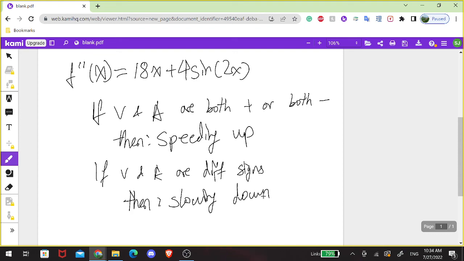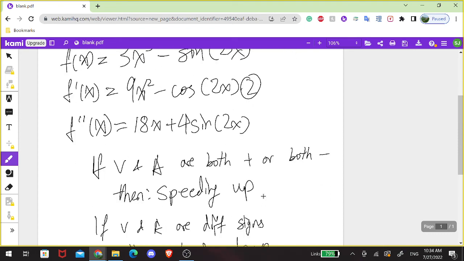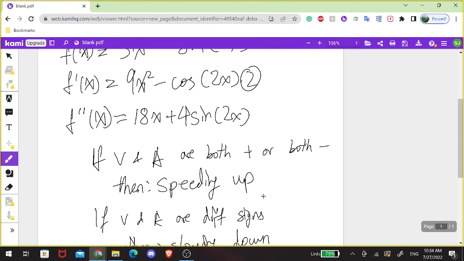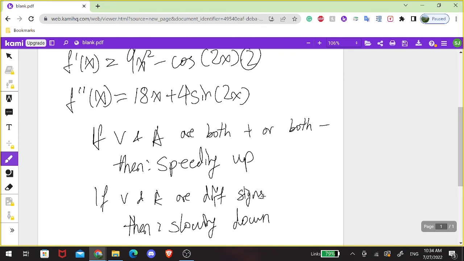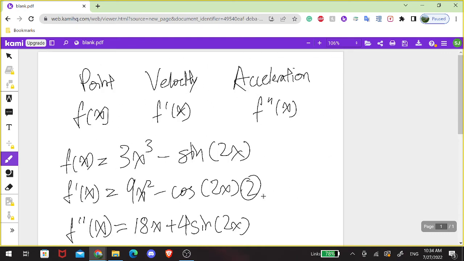It is speeding up because the velocity and the acceleration are both positive. Or you say it's speeding up because both the velocity and acceleration are negative. Or you can say it is slowing down because the velocity and acceleration have different signs, one is positive and one is negative, and give the point, and then you receive full credit for your justification. And that's it on the introduction to PVA.